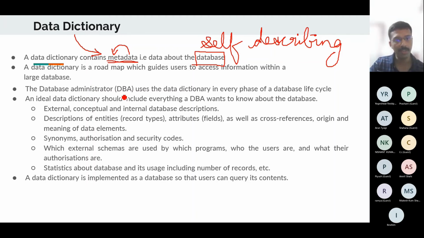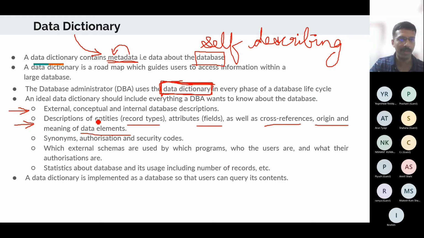The person who will be using this data dictionary throughout will be the database administrator. It will be created by the DBA, then used by the DBA, and any modifications that the DBA does will be reflected in this data dictionary. An ideal data dictionary should include everything a DBA wants to know, like the external, conceptual, and internal database description of entities, the types of records, the columns, that is attributes or fields, as well as how the columns are related, where the data is coming from, and the meaning of data elements.